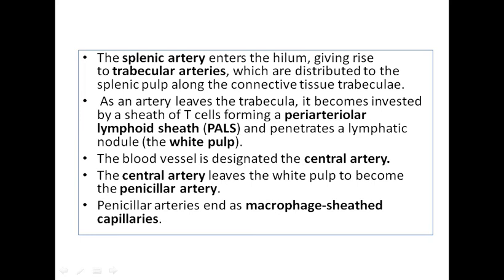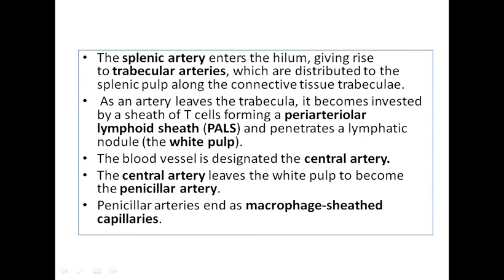ठीक है, they are distributed along the trabeculae, right? Now when they leave the trabecula, it becomes invested by a sheath of T cells. T cells are lymphoid cells, right? T cells forming a periarteriolar lymphatic tissue, जिसको हम PALS कहते हैं. These are periarteriolar lymphoid sheaths that are actually investing the artery when it is leaving the trabecula.